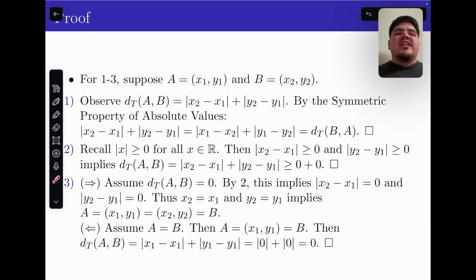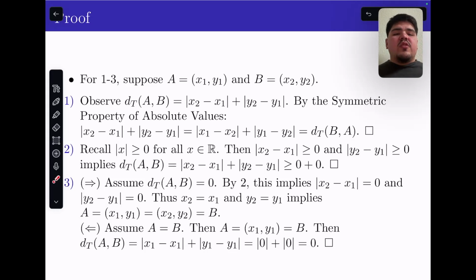You notice that absolute values are symmetric, so x2 minus x1 is equal to x1 minus x2, and similarly for the y coordinates. So the distance between A and B is actually going to be equal to the distance between B and A. Then you remember that the absolute value for any number x is going to be greater than or equal to 0. So the difference between two numbers is always going to be greater than or equal to 0.